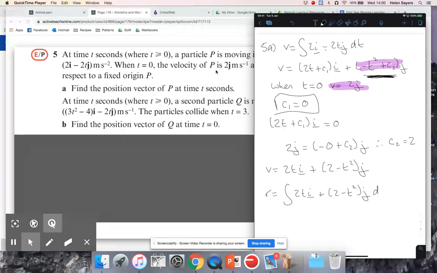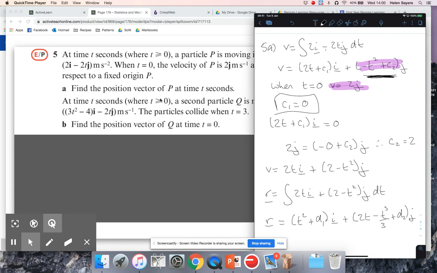Again, I'm going to have to worry about my constants of integration, so the position vector is going to be, 2t squared all over 2 is just going to be t squared. And again, another constant of integration to find. Let's call it a different letter because I've already used C1, so let's call that D1. And then integrating the j vector, 2 is going to integrate to 2t, minus t squared is going to integrate to minus t cubed over 3, and then potentially another constant there.